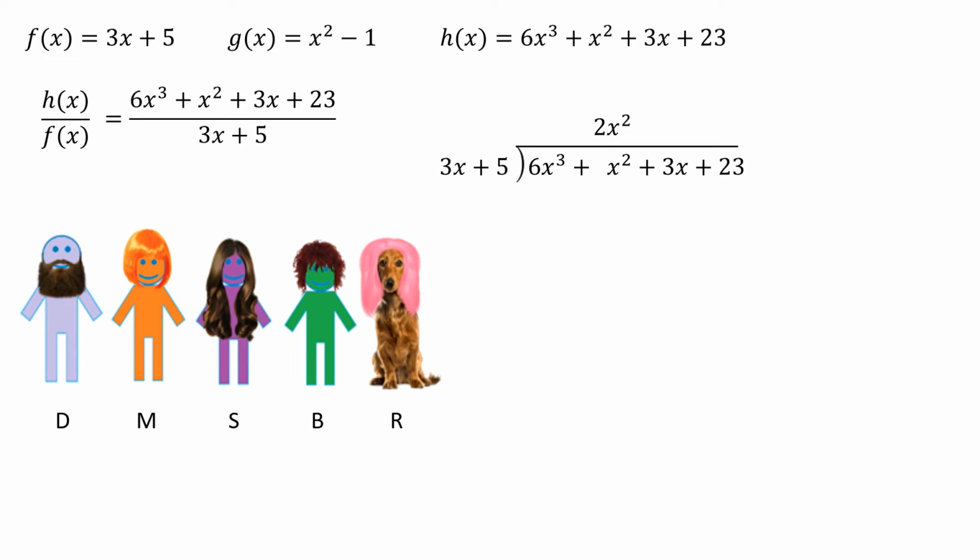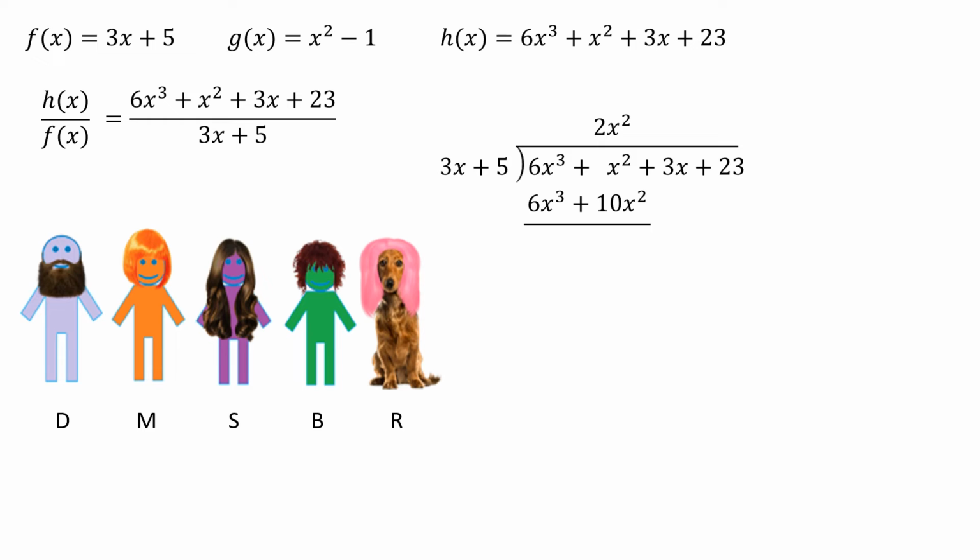Now, the next step was that I multiply 3x times 2x squared makes the 6x to the third. 5 times 2x squared makes 10x squared. So now you see why I needed that 2x squared, because I wanted the 6x to the third to match up with a 6x to the third, right? 2 times 3 made 6. X times x squared made x to the third.